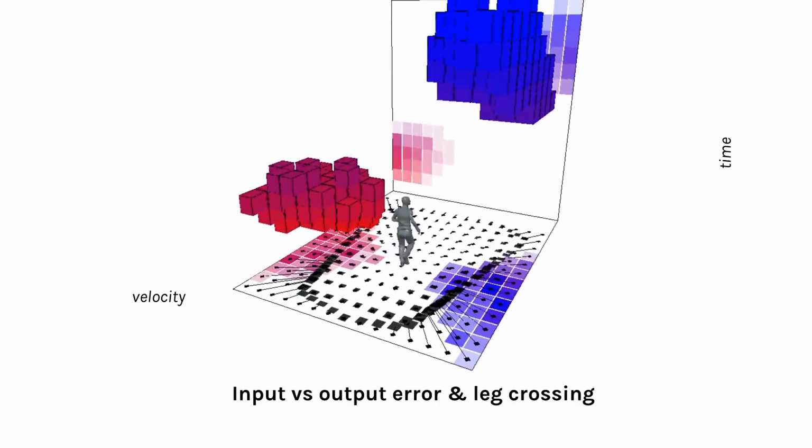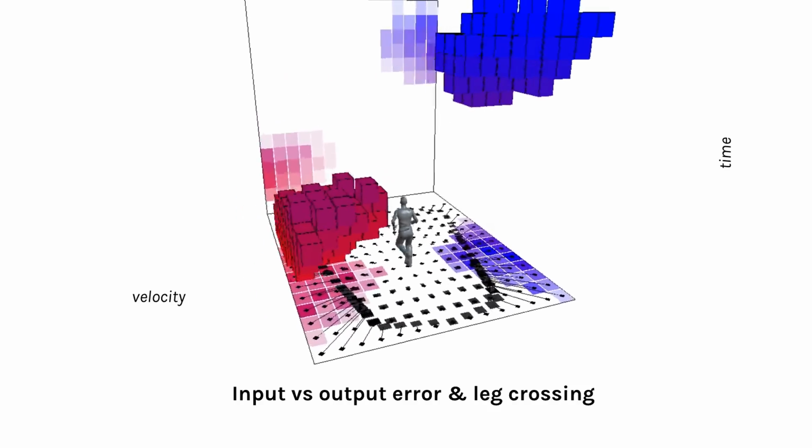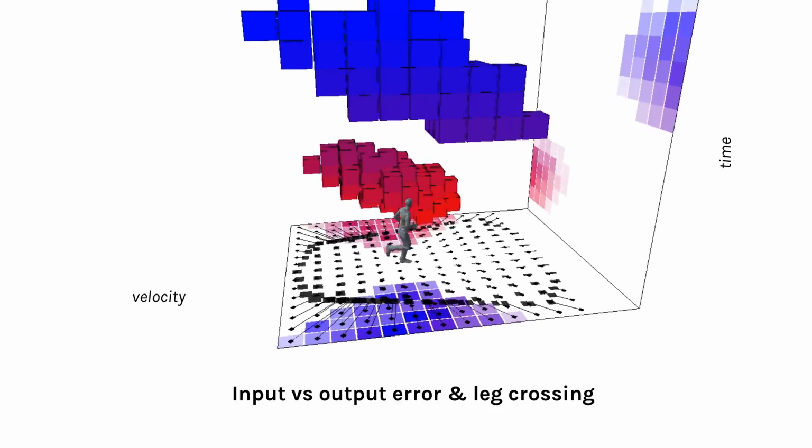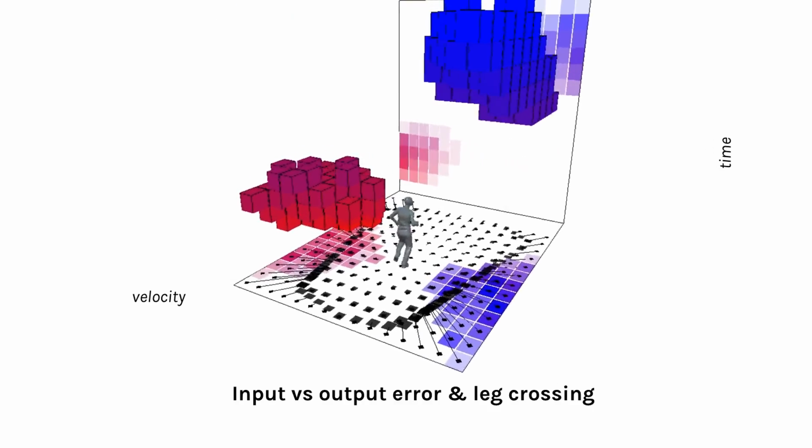Actually, one more thing about the rectangles on the ground: the bigger the rectangle is, the more change there was in speed in a certain direction.